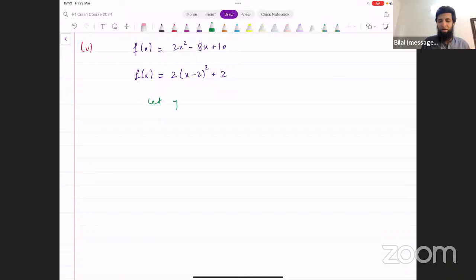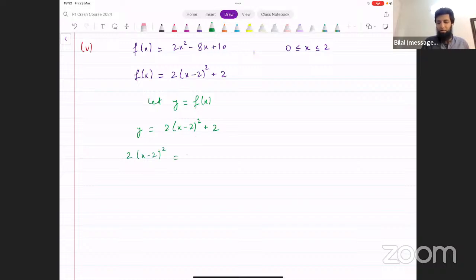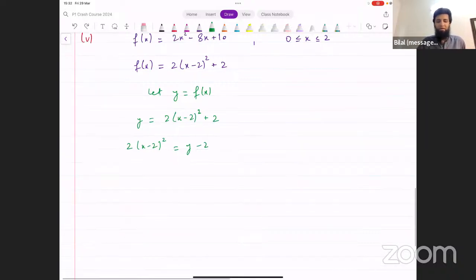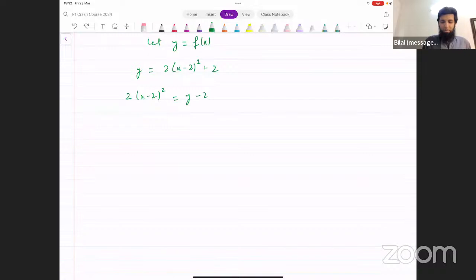Now, you say let y equals f of x. Now you could do this before as well, or do it afterwards. It doesn't really make any difference. So now y equals f of x, you would say y equals 2 into x minus 2 whole squared plus 2. Remember the domain of the function. Domain of the function is from 0 to 2. Now you make x the subject. How do you do that? You have 2 into x minus 2 whole squared. Take this to the other side, and that will give you y minus 2. I've just interchanged the left side and the right side. I've written this thing on the left, this on the right. Doesn't make any difference, right? Now, let's divide 2 on the other side.